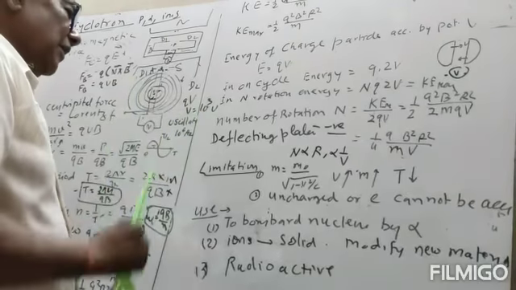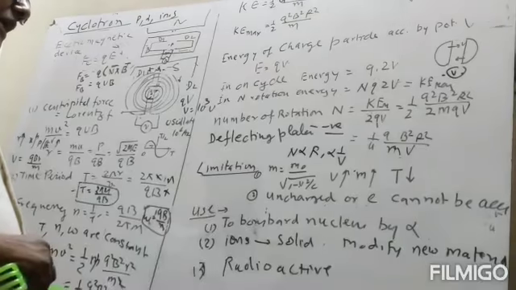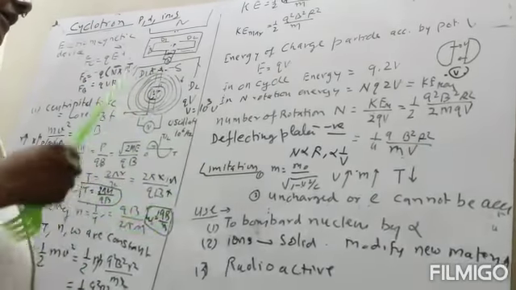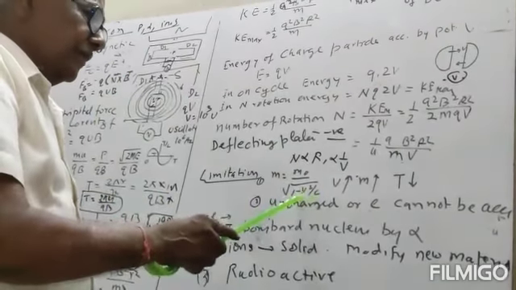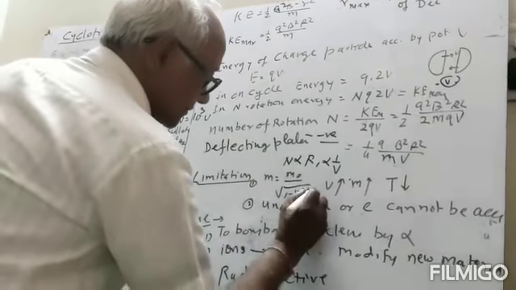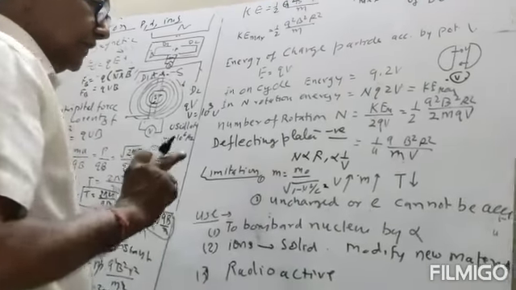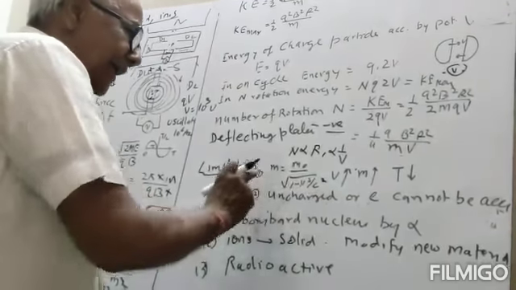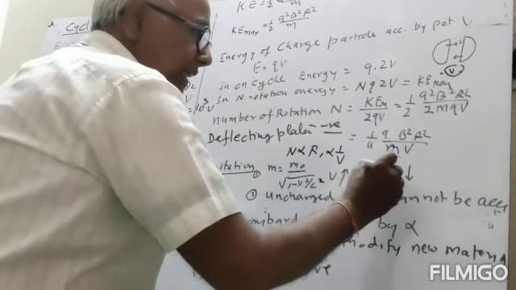Now what are the limitations of the cyclotron? The limitation of the cyclotron is that when the charge is accelerated, its velocity will increase, and the velocity of the charge becomes comparable to the velocity of light. Then the mass will increase. Mass m is equal to m0 divided by the square root of 1 minus v²/c², where m0 is the rest mass, the mass when the velocity is 0, and c is the velocity of light. And as v increases, m increases. And as m increases, then the time period T changes.